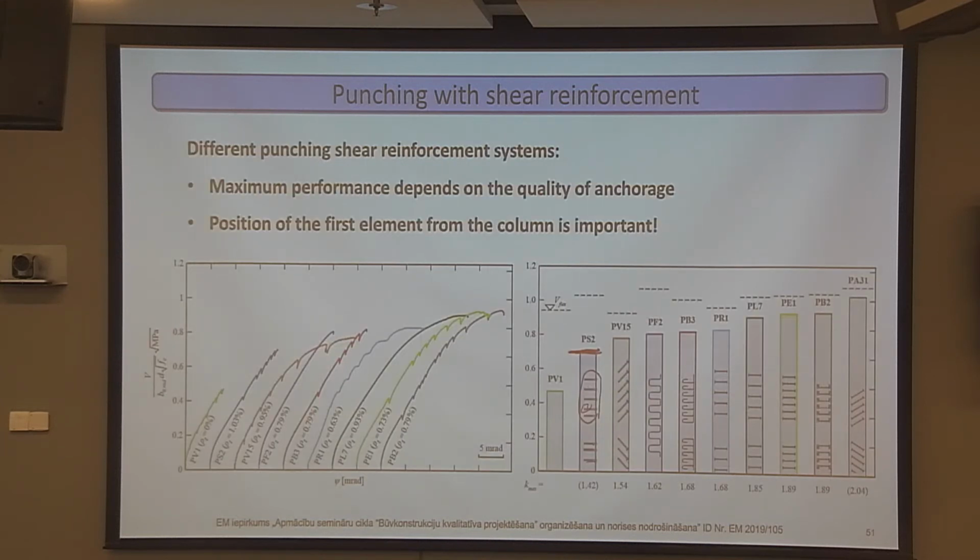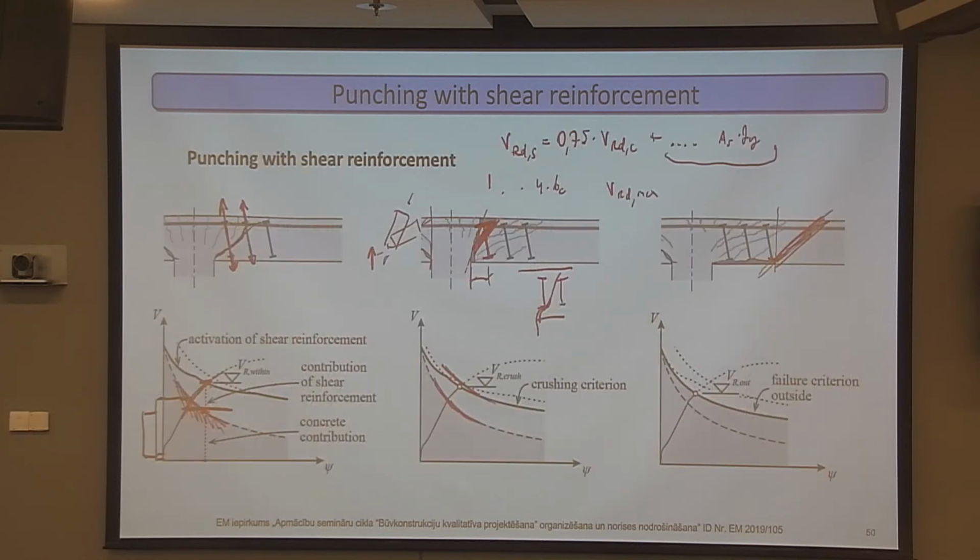Now a bit better way would be to put the same screws but put them at an angle. So you improve the anchorage because the anchorage length is bigger. So the crack goes like this, and you only have to anchor it in here.